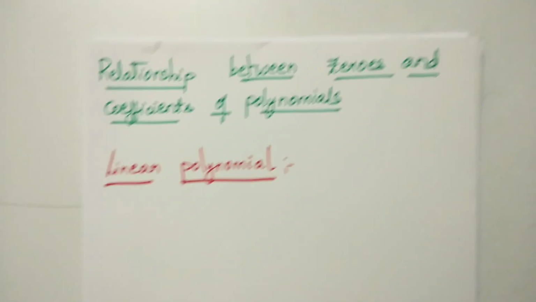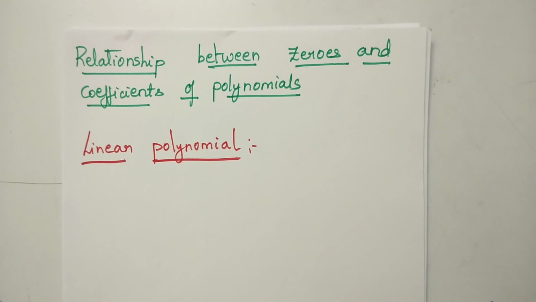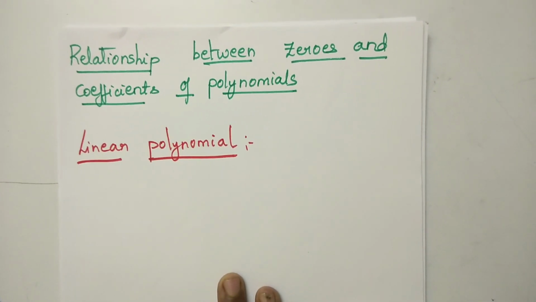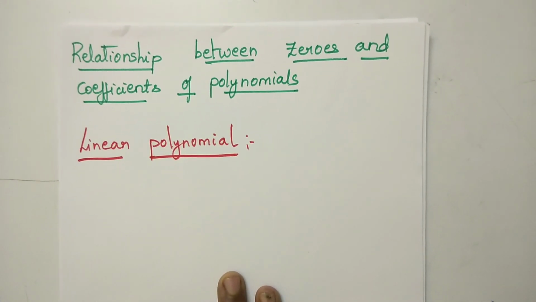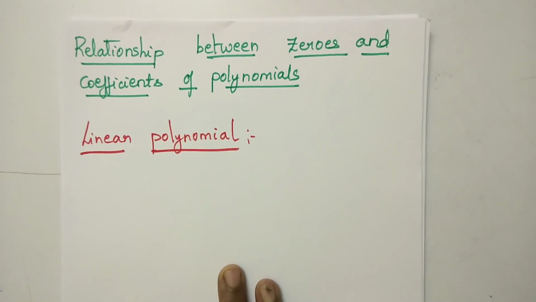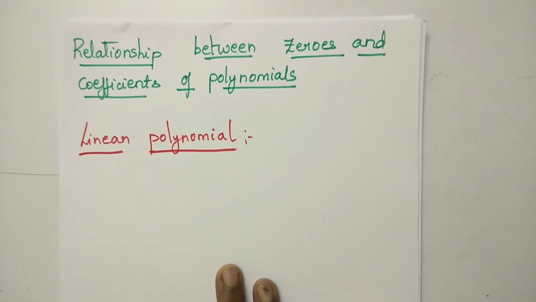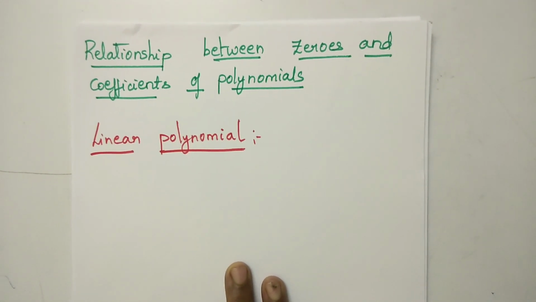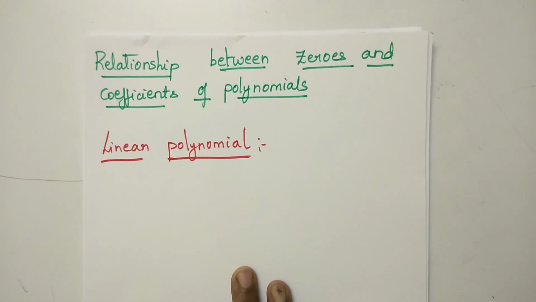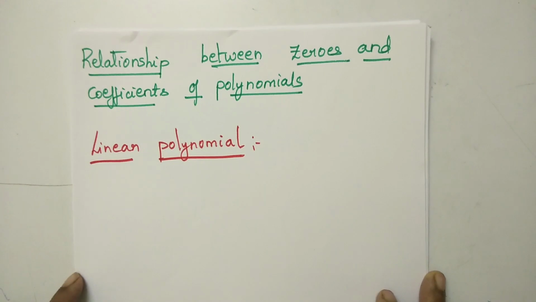First, let us find it for linear polynomials. Before going into this, you have to first watch my previous video, zero of a polynomial. The link I have given in the description, so that the content in this video will be quickly saved into your memory card of brain. Okay, let us start now.